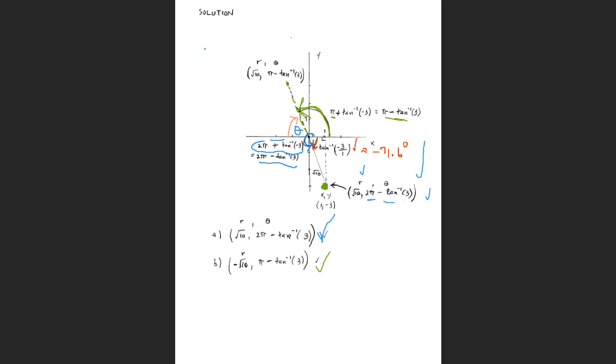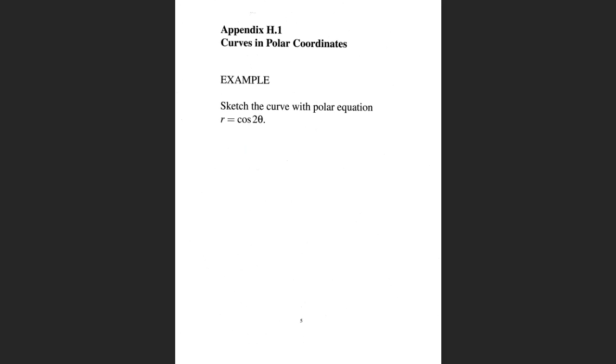All right, let's go to the second example. Here, we want to sketch the curve with polar equation r equals cosine of 2 theta. Let me give you a moment to copy the example down.